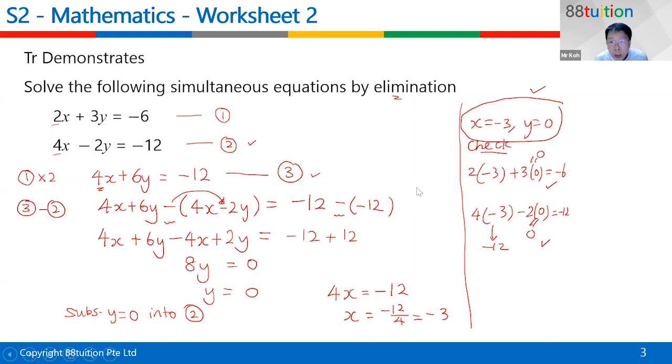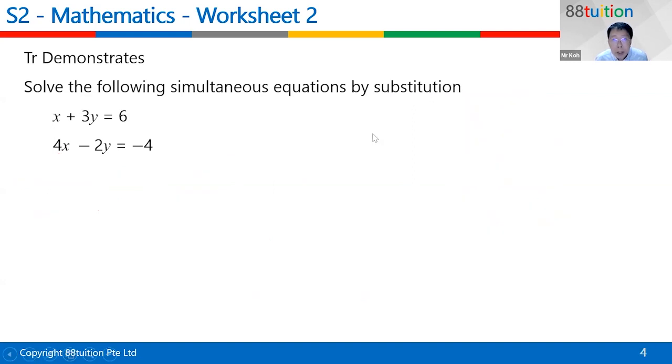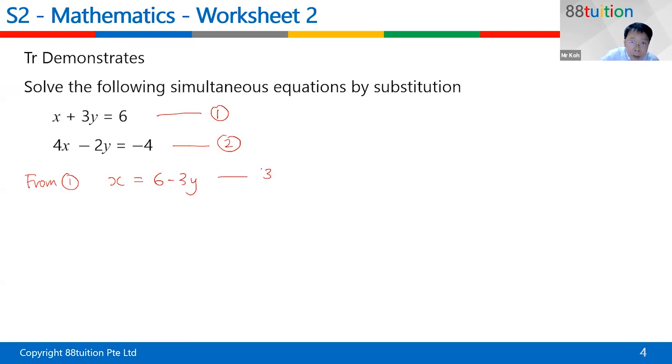So I'm going to show you again the next one, okay, which is substitution. Now, just now is one method. So this is the second method. How am I going to use substitution to solve the simultaneous equation? All right, so this is what I'll do. So same thing, I will just call this equation 1, then I'll call this equation 2. So I will say from equation 1, I'll put x equal to 6 minus 3y. Okay, so I name this as equation 3.